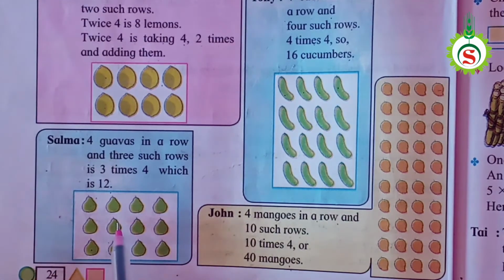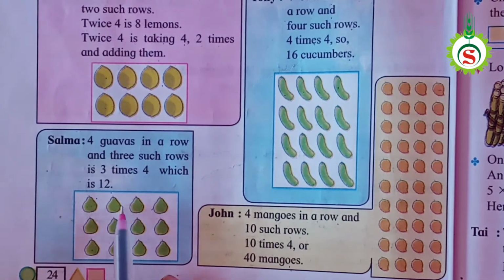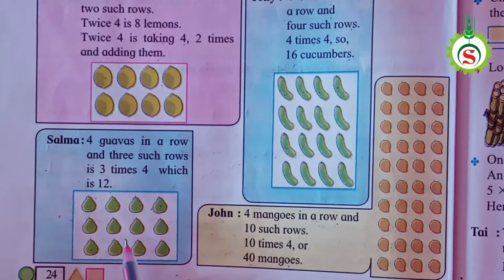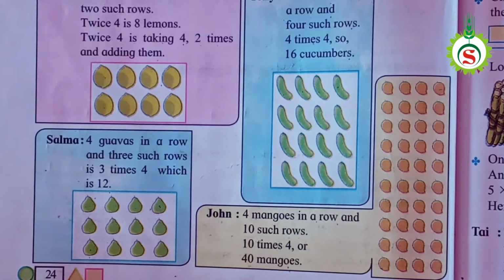See the picture. There are 4 guavas in one row. 1, 2, 3 and 4 guavas in one row. How many rows? Count. 1, 2, 3. Here are 3 rows. Means the total number of guavas is equal to 3 multiplied by 4 equals 12.